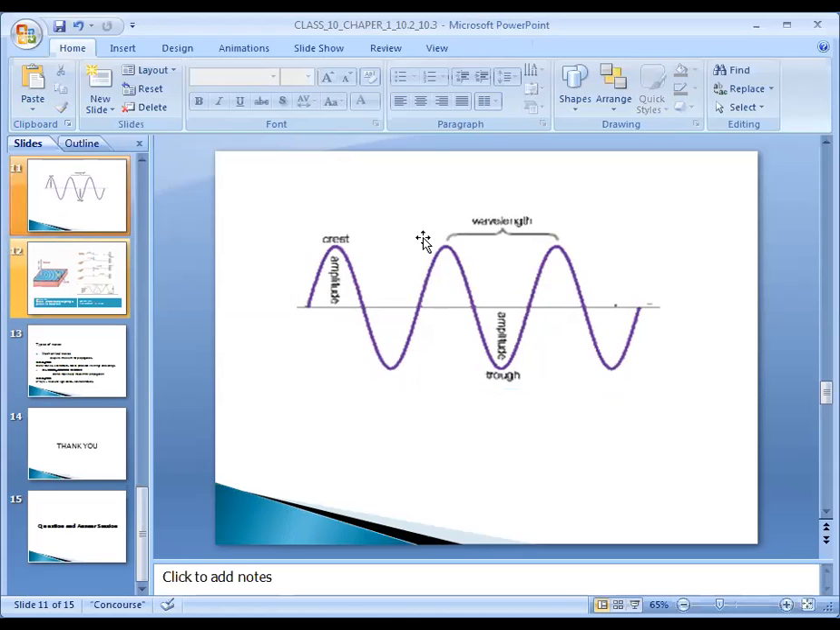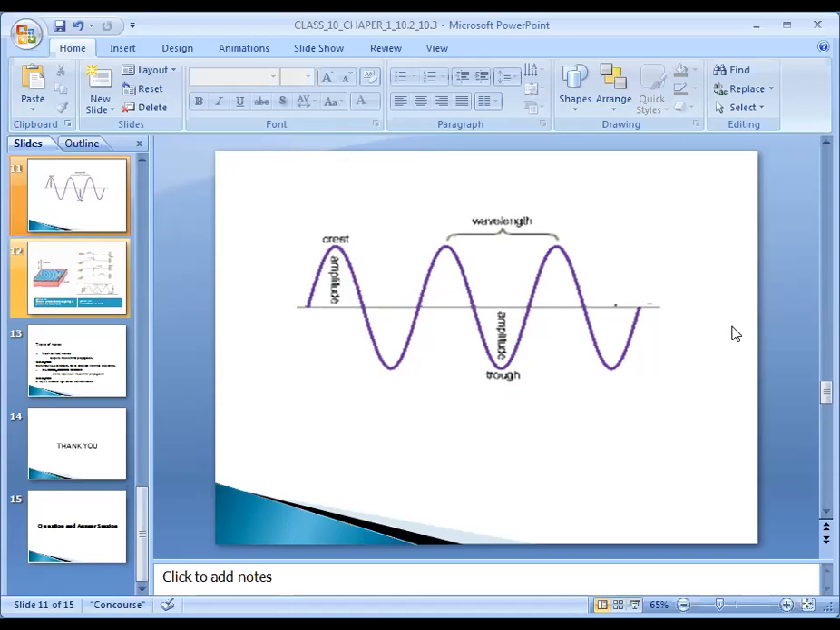The consecutive distance between two waves: my wave starts from here, goes all the way down, and then comes back to this position. From this position to this position is called the wavelength. These are the important terms associated with waves. Crest: the upper part of the wave. Trough: the lower part of the wave. And this is our amplitude.